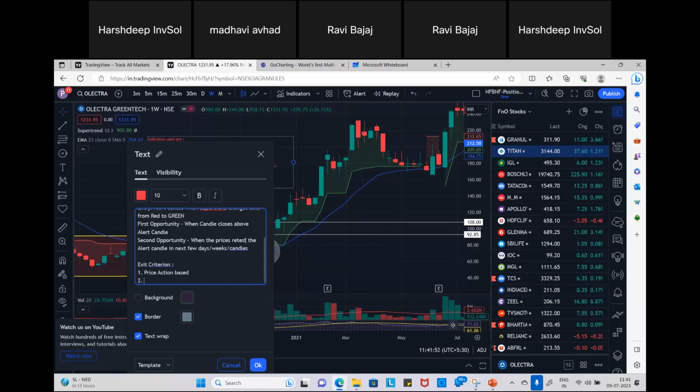What was the second way? The second way will be when prices close below the super trend. This is a compulsory exit. Okay.